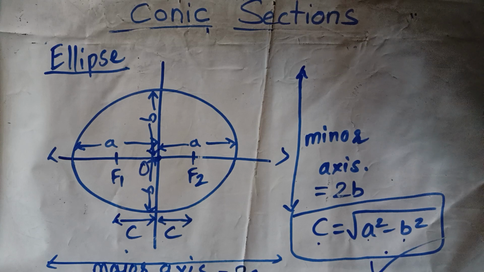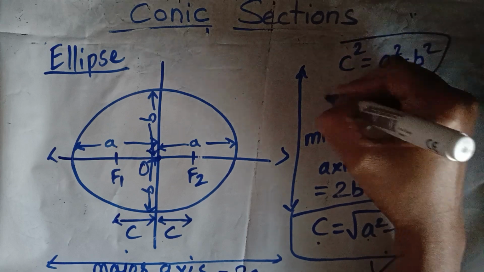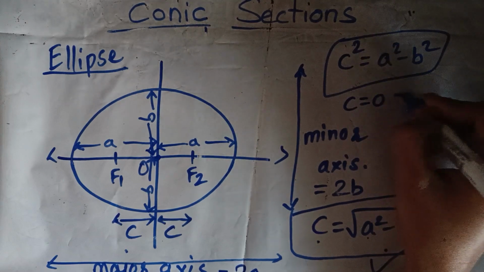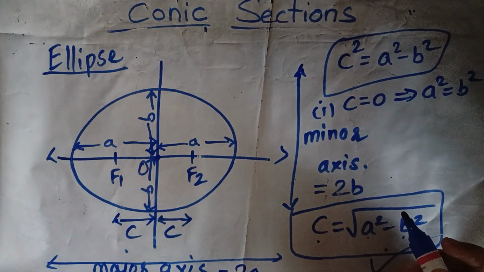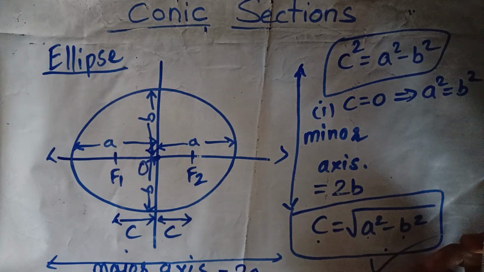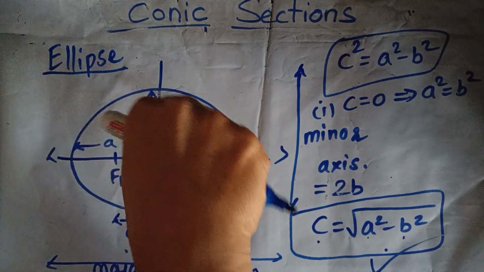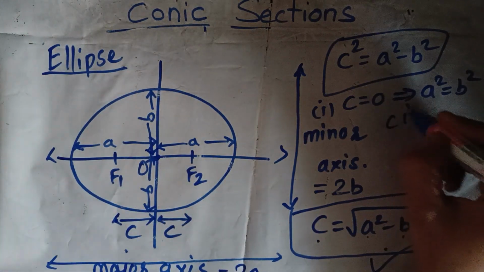There are some special cases of an ellipse. You can write this equation as C square equal to A square minus B square. Now when C is equal to 0, we will have A square equal to B square, correct? So the ellipse becomes a circle, that is, this distance is equal to this distance. So the radius will be there. Distances are the same, so it becomes a circle.